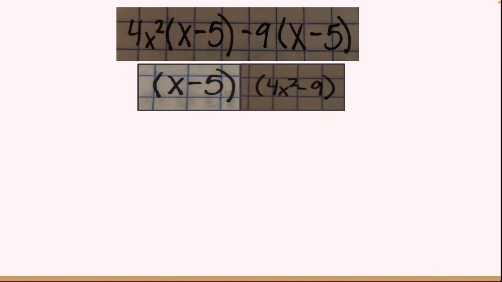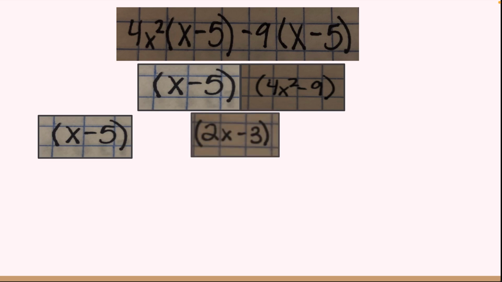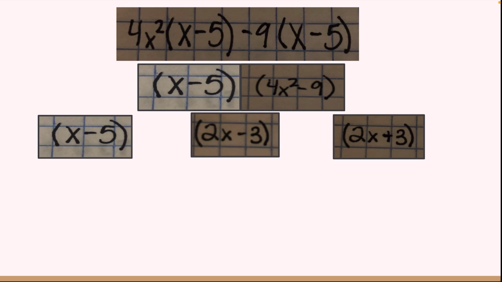Now after this, we can leave x minus 5 and put that to the side, but 4x squared minus 9, 4 and 9 are both squared numbers. So 2 goes into 4 2 times, and 3 goes into 9 3 times. So we would have 2x minus 3 and 2x plus 3, because if we put those two together, it would equal 4x squared minus 9.